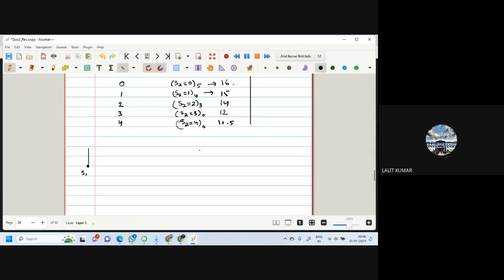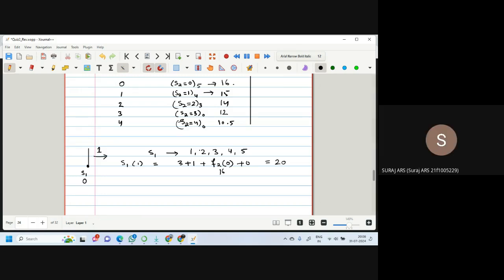Now S1 is 0 and its demand is how much? Is 1. So how much can he order? Minimum 1, 2, 3, 4 and 5. Yes, correct. So let's check for S1 1. He demands 1, so 3 plus 1 is 4, and here value will come F2 of 0. So F2 of 0 is how much? 16. So 3 plus 1 is 4 plus 16 is equal to 20.